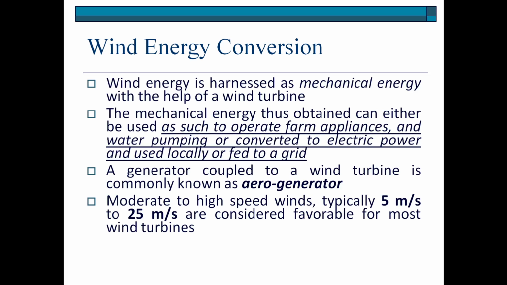The most favorable condition of movement of air is considered to be 5 meters per second to 25 meters per second. So that much speed or velocity is required to produce mechanical energy or mechanical power using wind turbines.